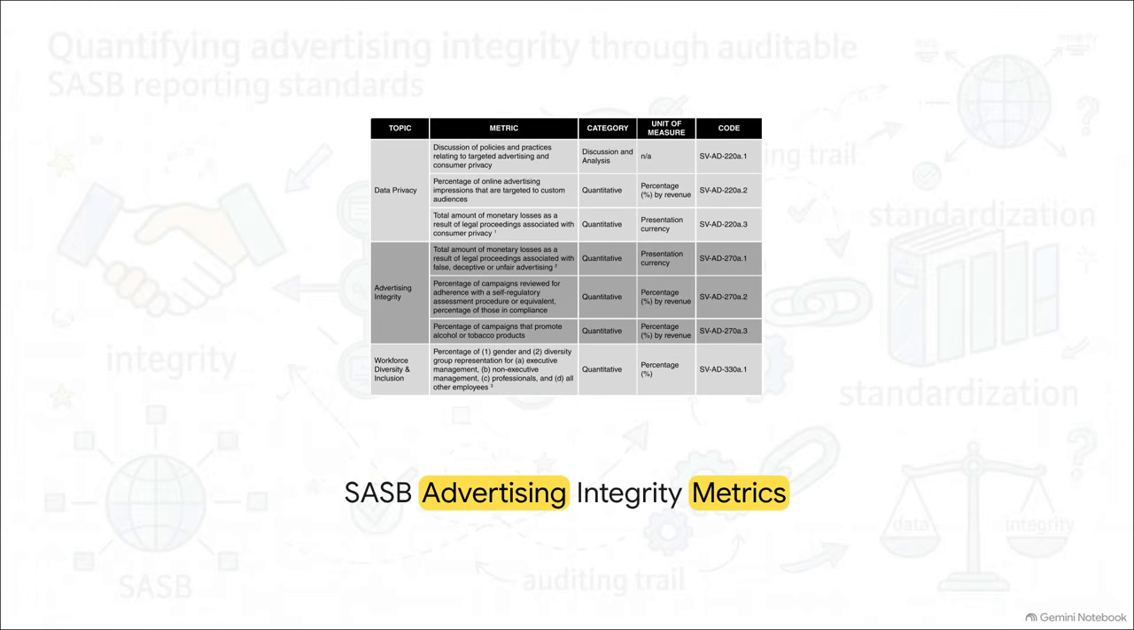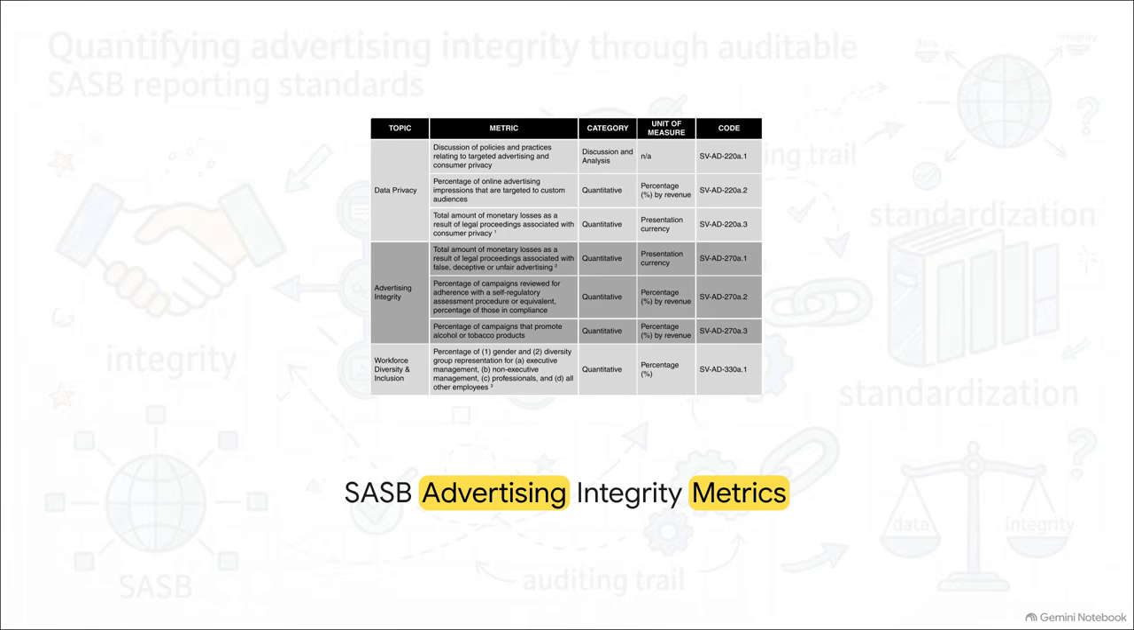Okay, let's dive into this. In the advertising and marketing industry, there is this constant, delicate balancing act. You're trying to push the boundaries of creative expression, right? But you also have to manage strict regulatory risk. So how do you report on that balance to your stakeholders? Well, we look to the official SASB standard documentation for the sector. Take a close look at that advertising integrity row.